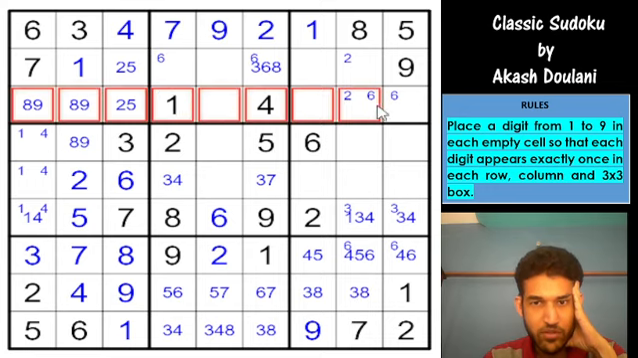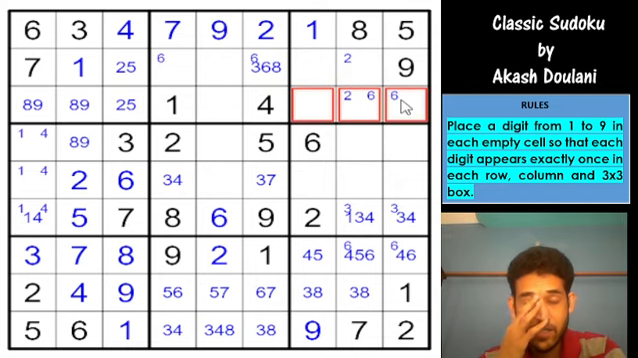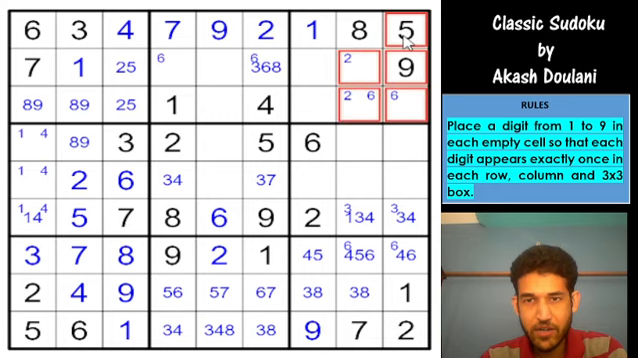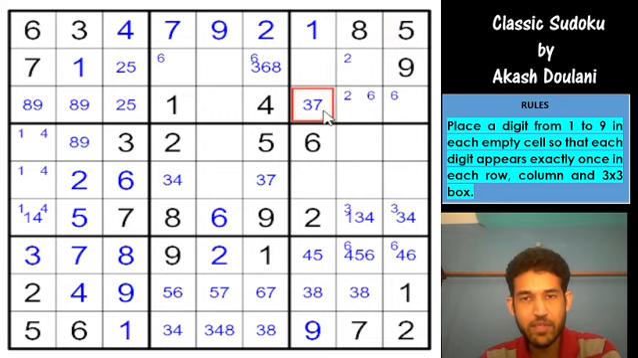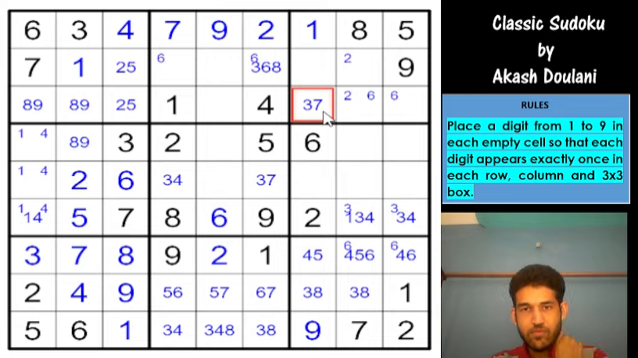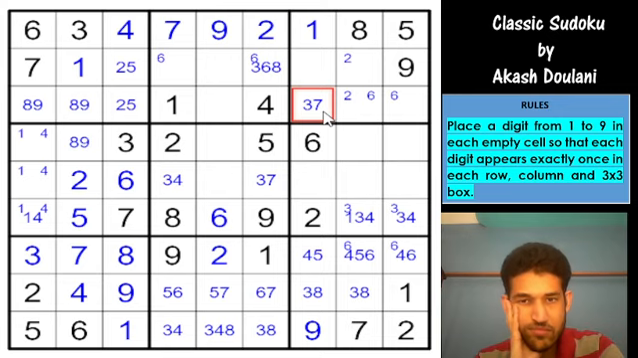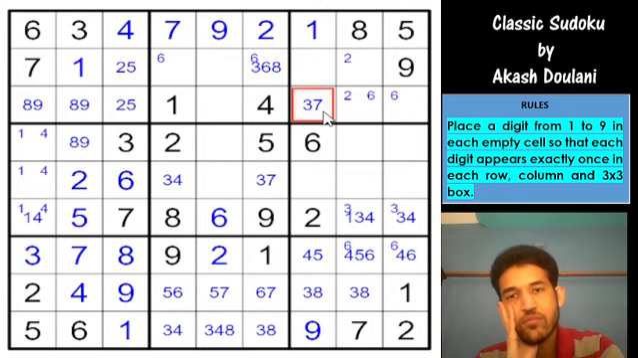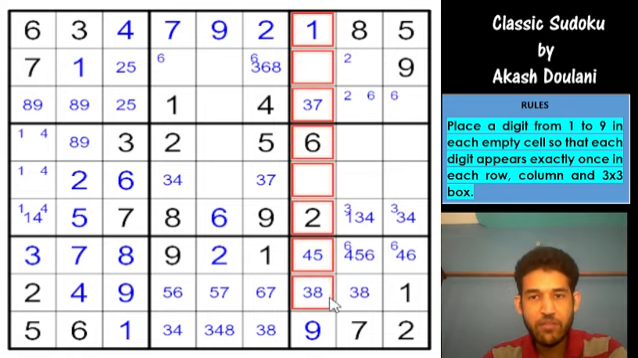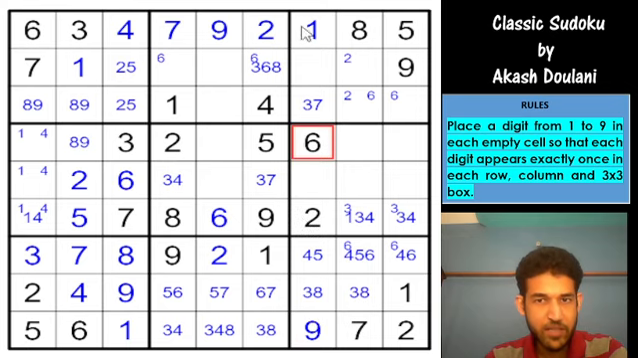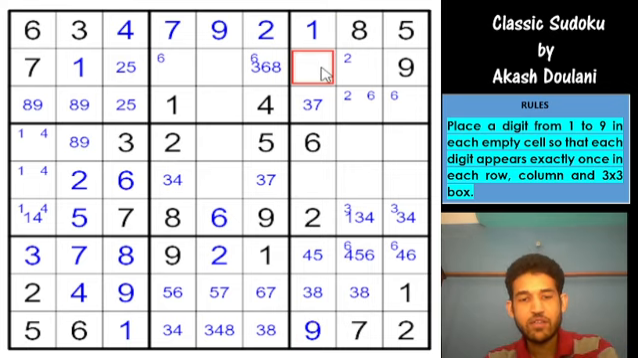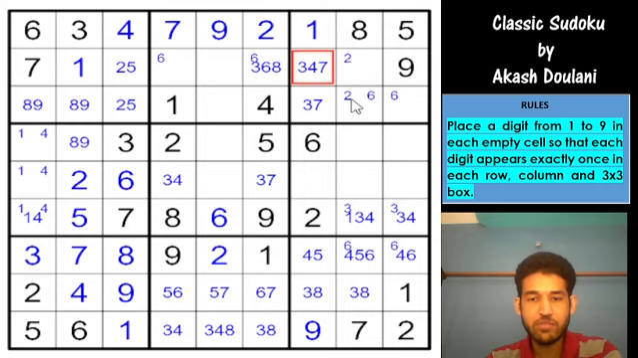Okay, so if I look at this row, I have 1, 4, 8 and 9 here, and these three cells must only be 2, 3, 5, 6, 7. But you have 2, 5 and 6 restricted into these three cells, which means this cell can only be 3, 7. And if I look at column 7, I have 2, 9, 1, 6 and 5, 8. So this must be 3, 4, 7, and 7 is eliminated. So this must be a 3 and a 4.